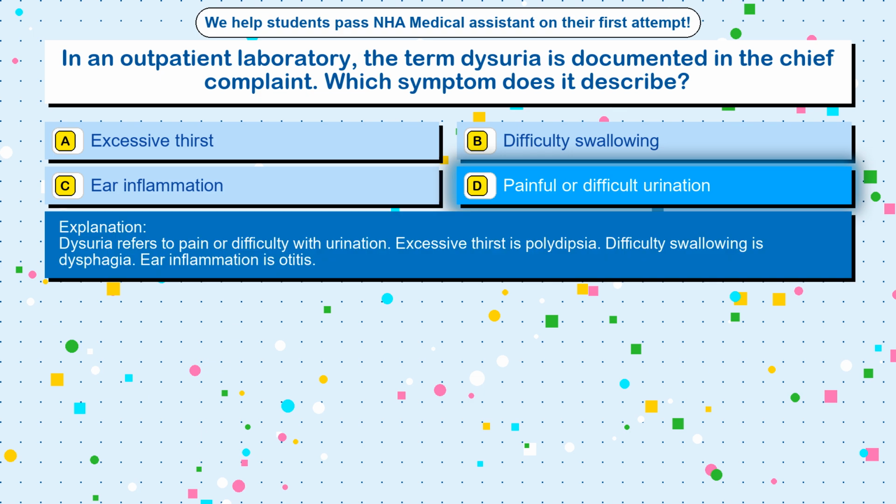Dysuria refers to pain or difficulty with urination. Excessive thirst is polydipsia. Difficulty swallowing is dysphagia. Ear inflammation is otitis.